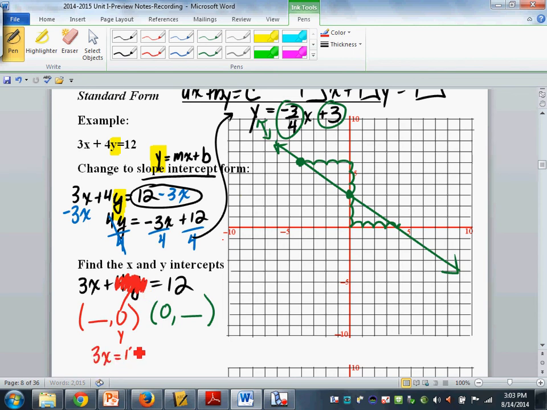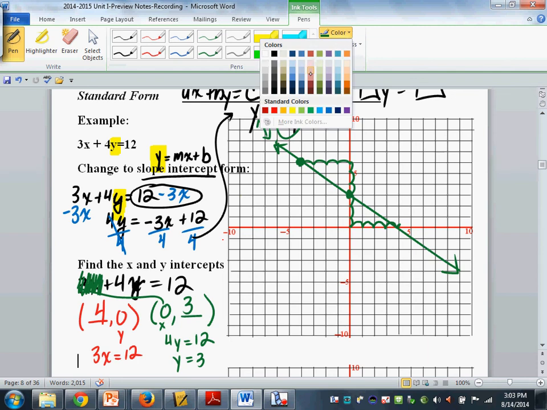So I end up with 3x equals 12, and if you solve for x there, divide both sides by 3, you end up with 4, 0. That is your x-intercept. Now if we do this one, you put a 0 in the x, and now you say goodbye to the x. We're going to end up with 4y equals 12. You solve, and you get y equals 3.